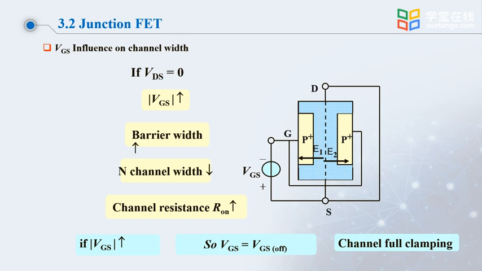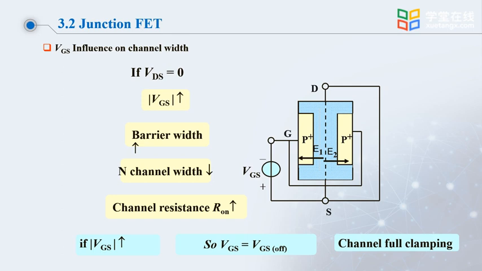That is, if the junction FET changes the grid source voltage, the width of the channel between the drain and source changes. This is how the junction FET works. For instance, for the N-channel junction FET, when the grid voltage becomes more negative, the channel becomes narrower, and the channel resistance between the drain and source increases.